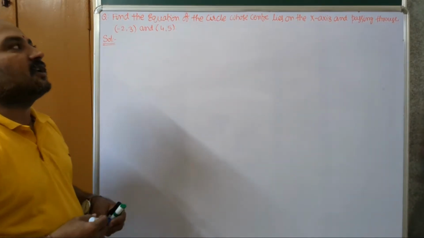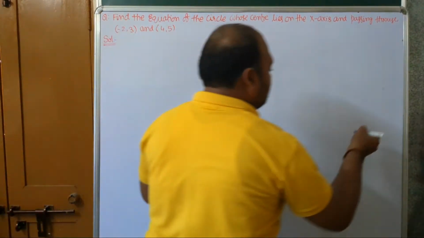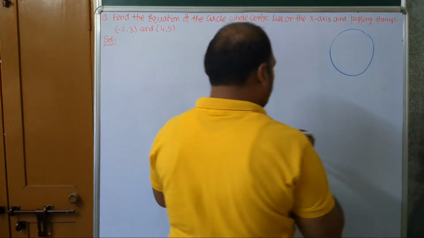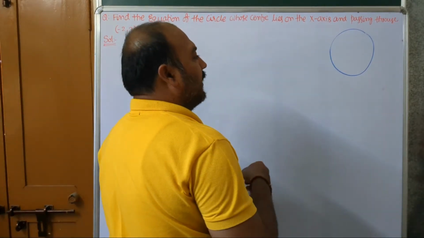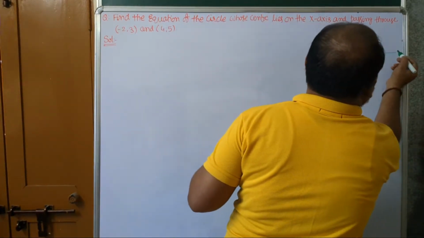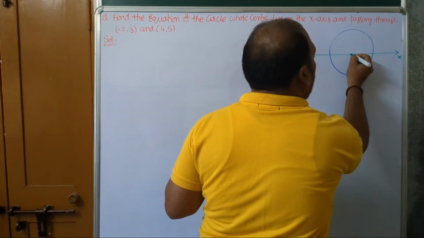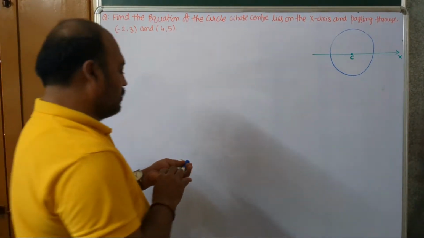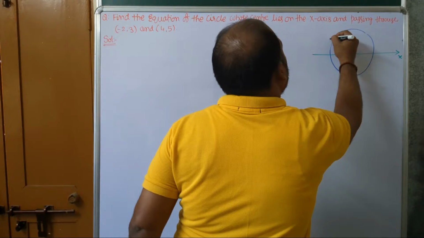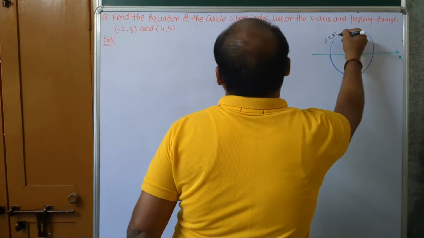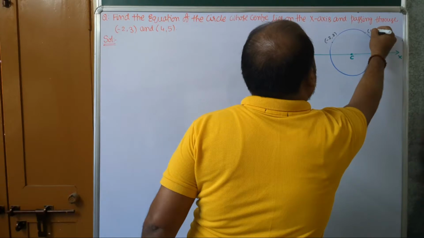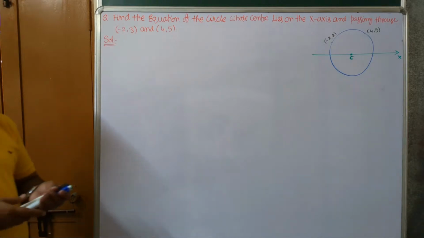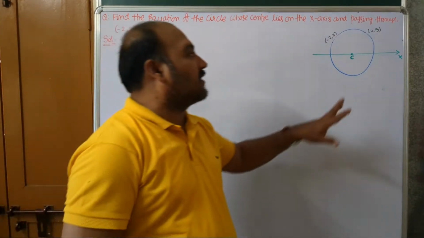Find the equation of the circle whose center lies on the x-axis. The figure is the circle whose center lies on the x-axis. Center will be here, on the x-axis, and passing through -2, 3 somewhere else, and 4, 5. Find the equation of the circle whose center lies on the x-axis.